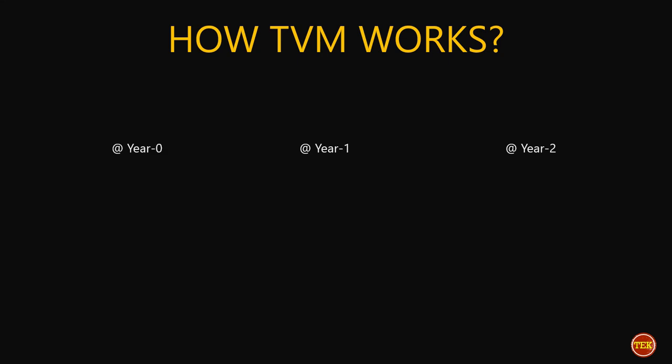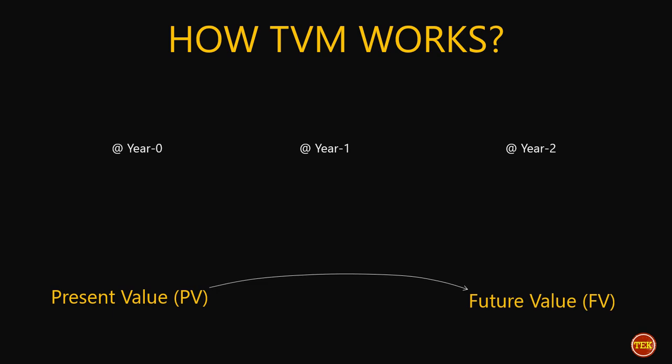How TVM works? Let's take a time period of 2 years. Year 0, which is today, we will call the present. Year 1 and year 2 are future time periods. The value of the money at year 0 is called present value. The same value of money at year 2 or year 1 is known as future value at those time periods. For anyone to arrive at future value, the present value should be multiplied by a factor 1 plus r to the power n. What is r and what is n we will learn in subsequent discussion.